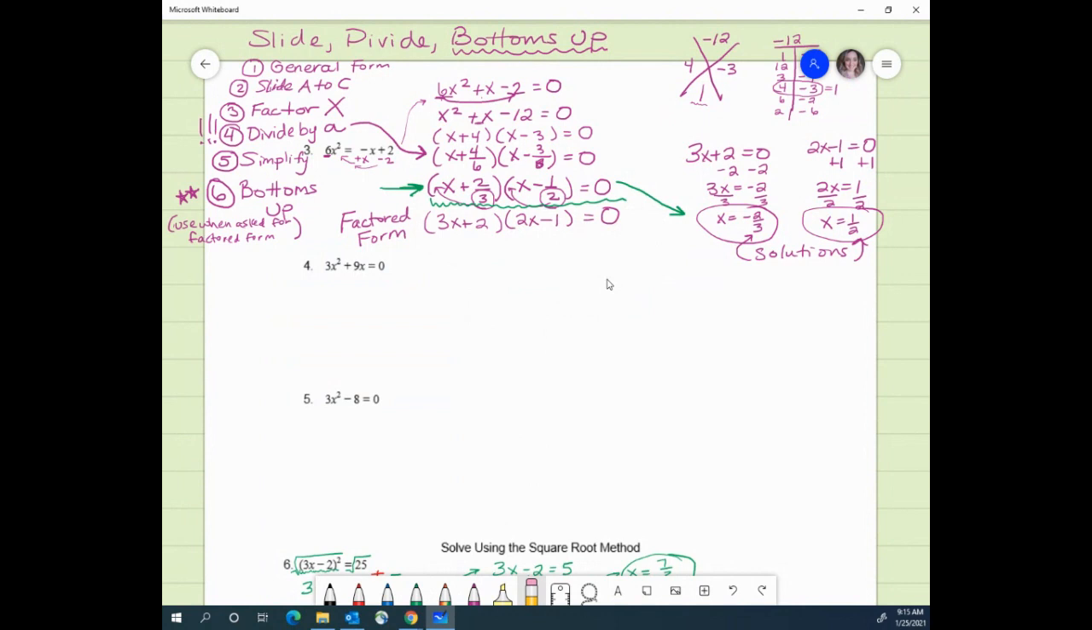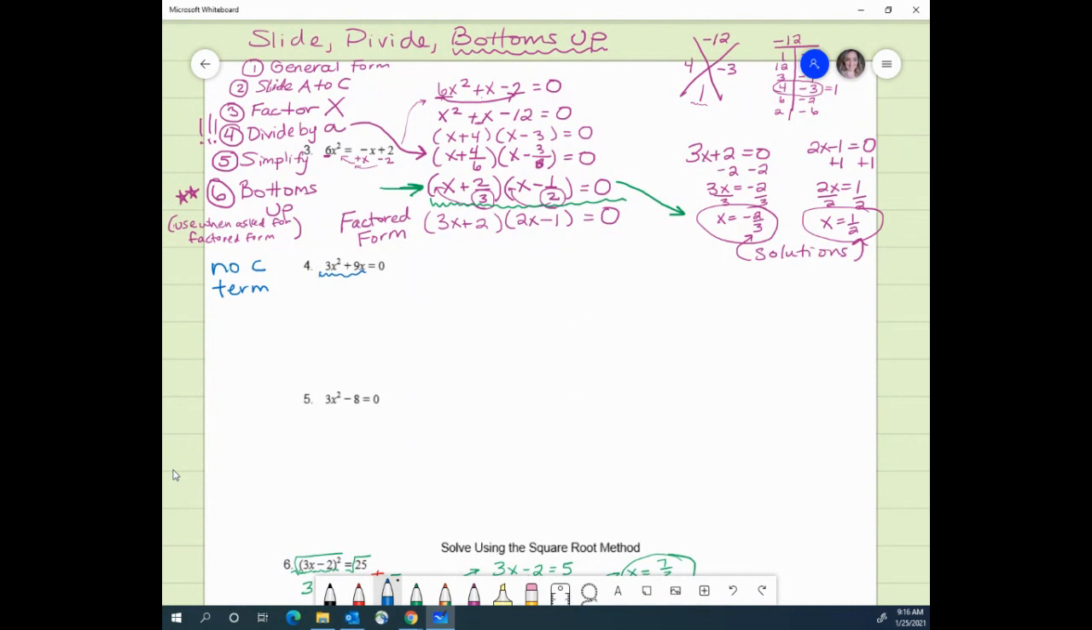All right, so those are kind of our traditional factoring methods. So there's some other factoring that you will do. If we look at number 4, I'm going to choose a different color. Number 4, notice we have an A term and we have a B term, but we have no C.